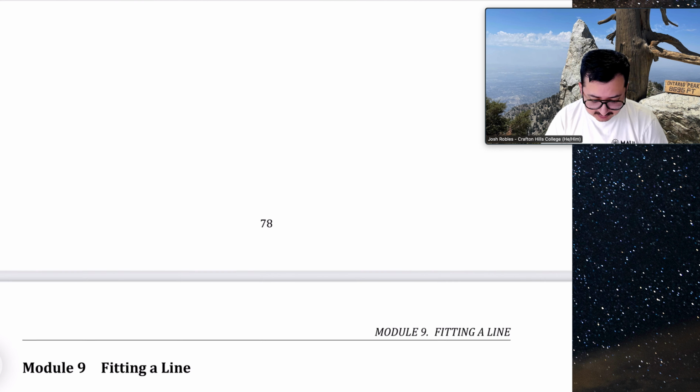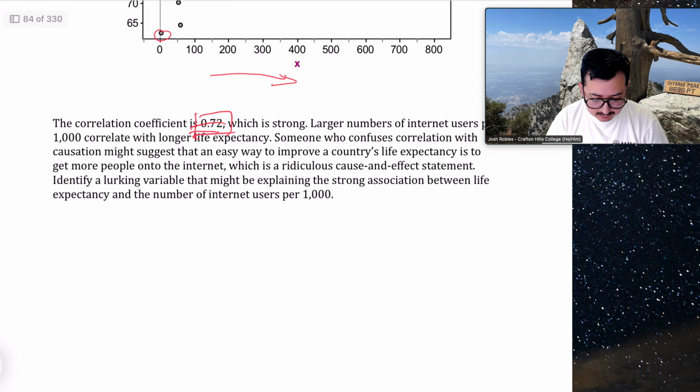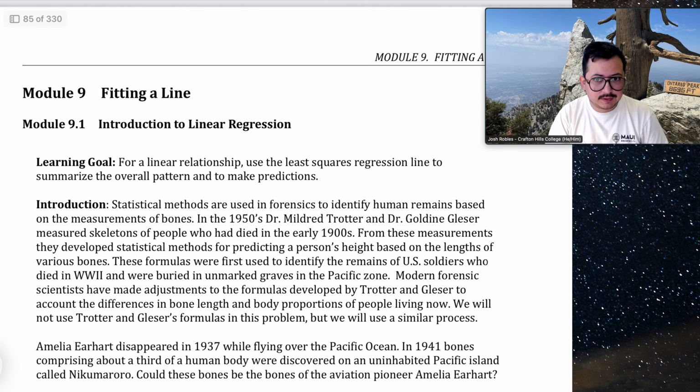All right, I believe that is the end of Module 8. I will stop this video and start Module 9. That's our second and final module for Unit 3.